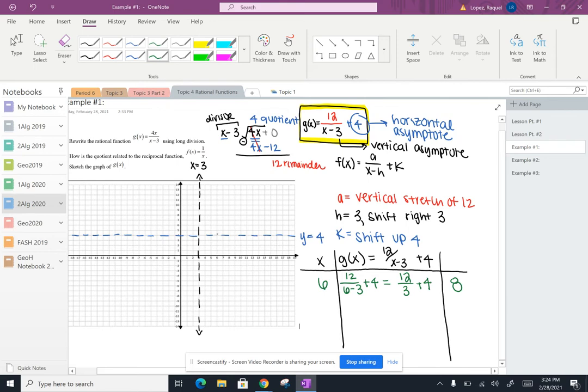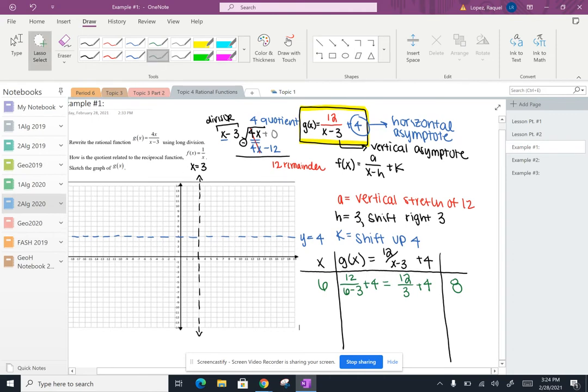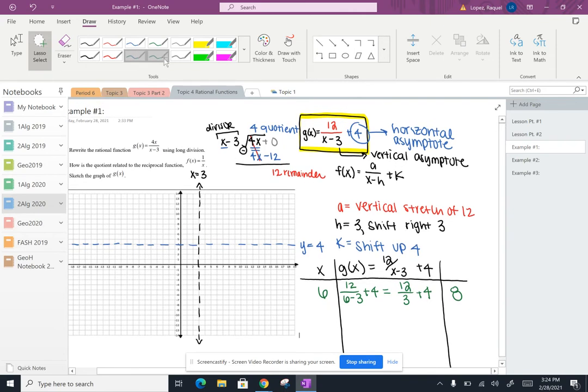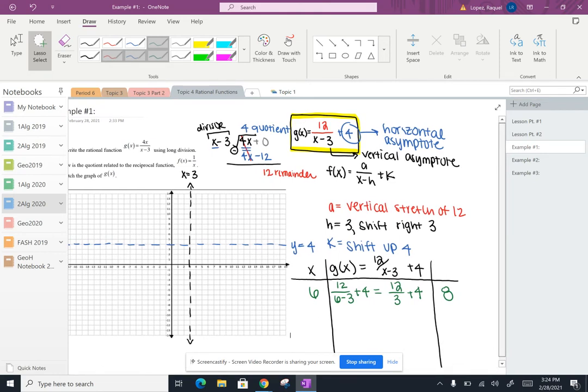So here's 6. And I'm going to go all the way up to 8. Oh, don't know why that happened. Uh-oh, my screen froze. Give me just one moment. There we go. 6, comma 8.